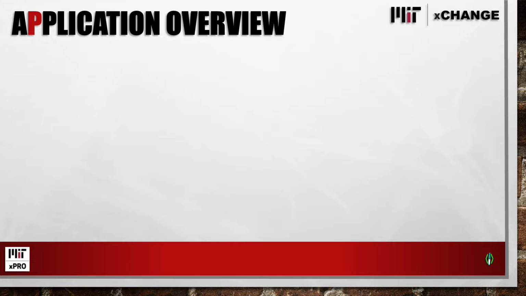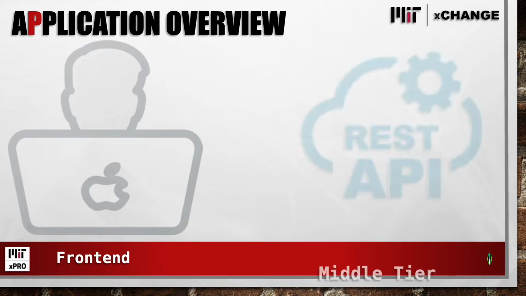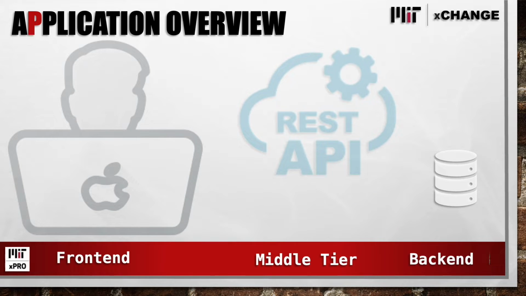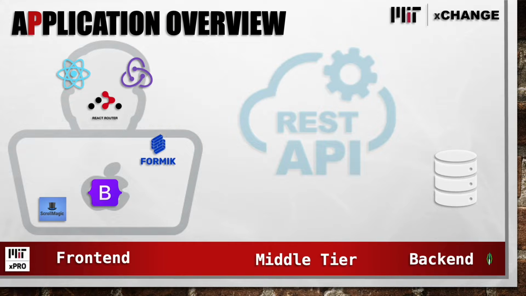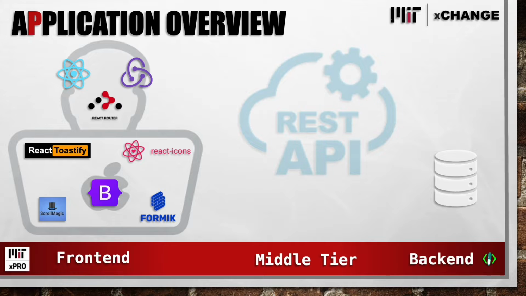Starting with the application overview, we have the front end, the middle tier, and the back end. The front end is made up of React components, Redux for state management, React Router for navigation, Bootstrap and ScrollMagic for responsiveness, Formik manages inputs, React Toastify and React Icons round out the user interface.